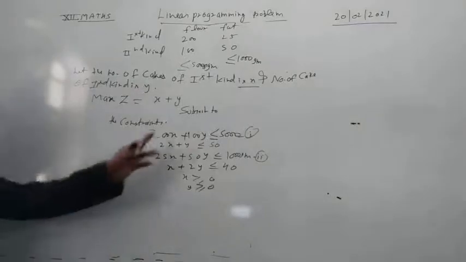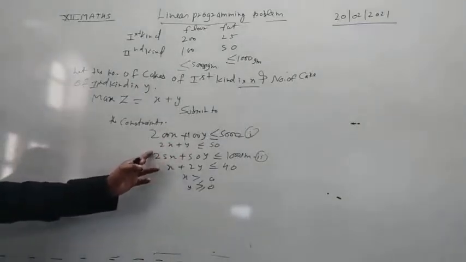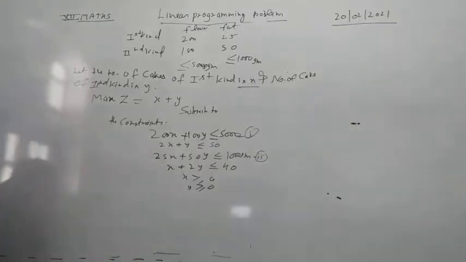With the help of these inequalities we draw the figure and find the feasible region. After getting the feasible region, we find the corner points and get the maximum z. So now we draw the graph of these inequalities.